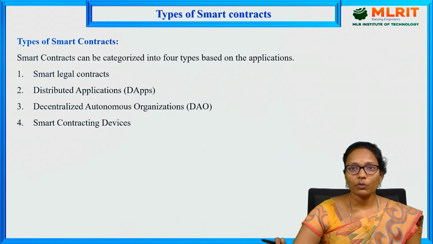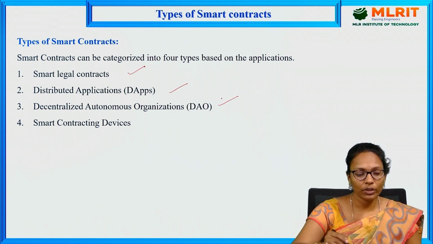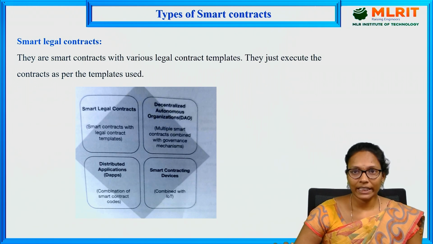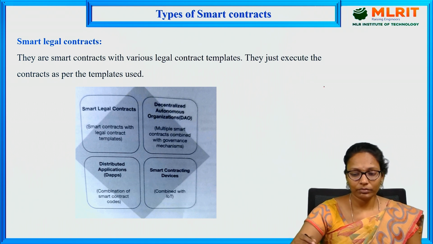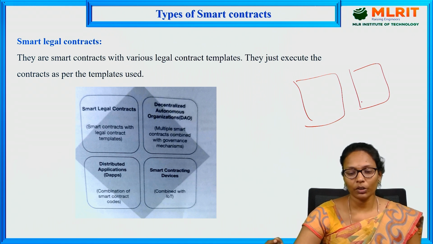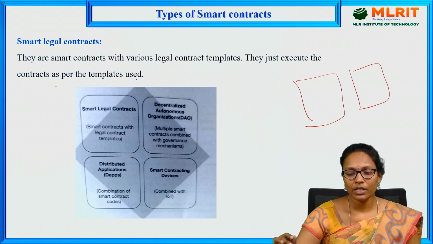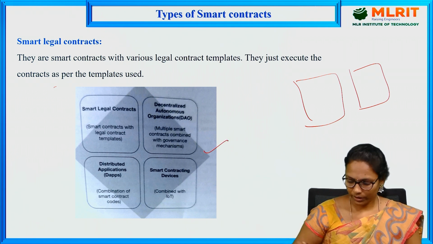Coming to the types of smart contracts, we have basically 4 types: smart legal contracts, distributed application, decentralized autonomous organization, and smart contracting devices. We'll see them one by one. The first one is smart legal contracts. They are smart contracts with various legal contract templates. We have some predefined templates, and using those templates we can create smart contracts. They just execute the contracts as per the templates used. According to our need, we use the predefined template. This is a diagram showing the 4 types of smart contracts.